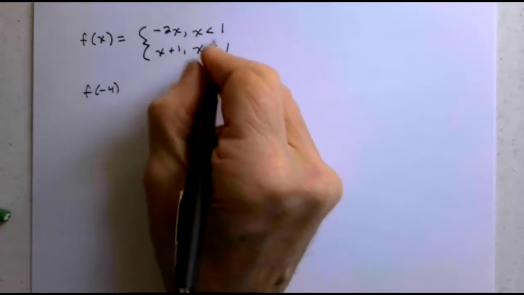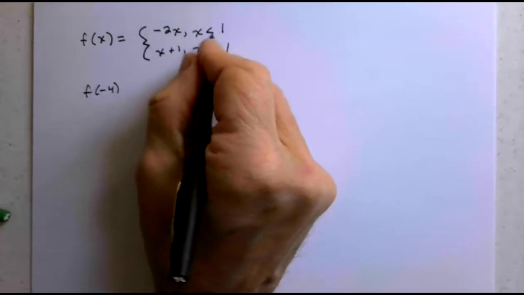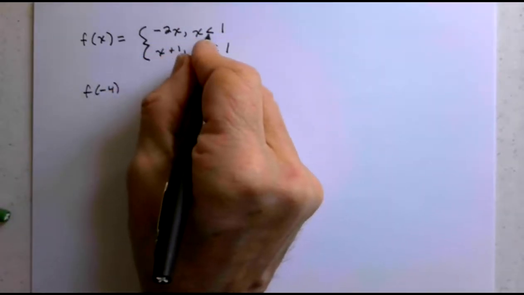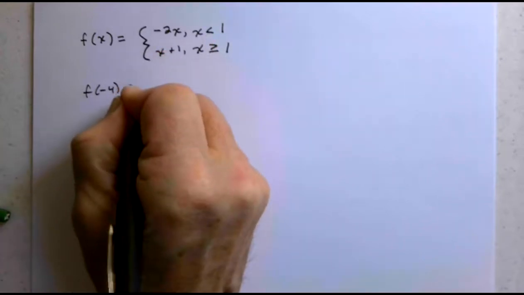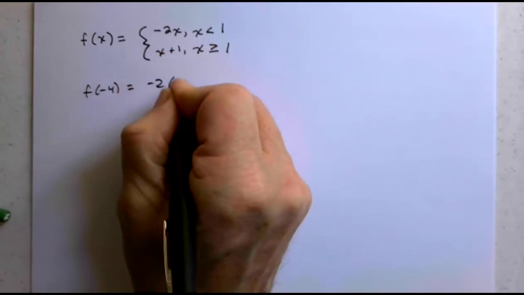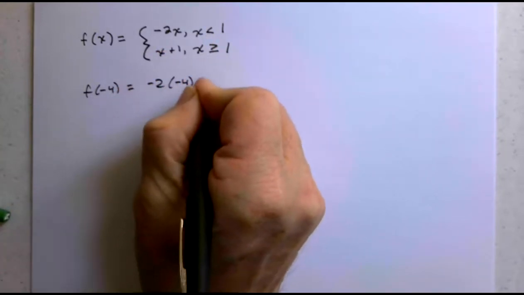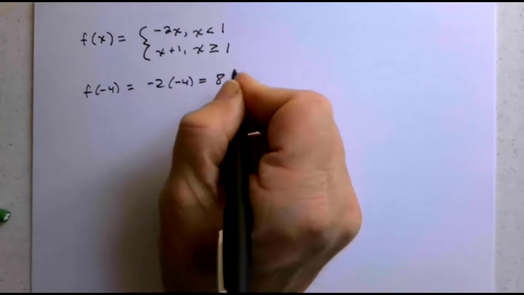Which branch am I on? Well, negative 4 is less than 1, which puts it on the first branch. So f of negative 4 would be negative 2 times negative 4, which would give us positive 8.